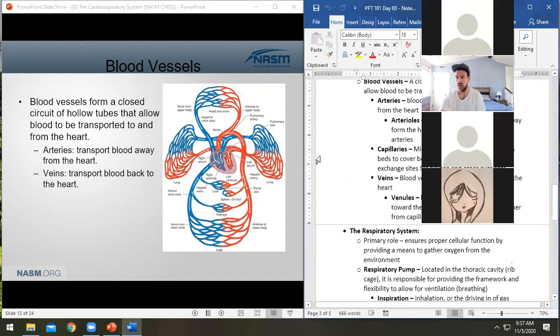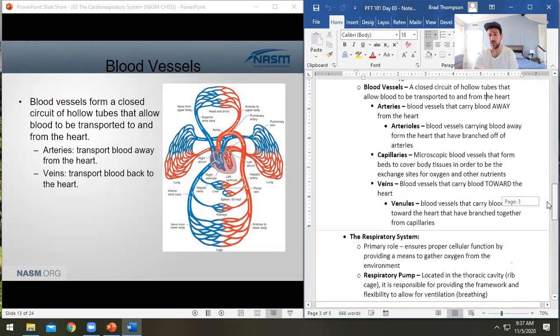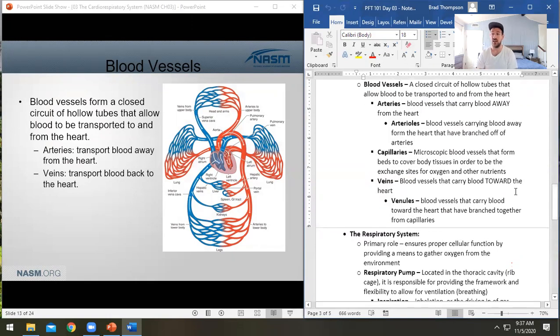All right, so let's take a look at our blood vessels here. So we've got our heart, which is designed to pump blood throughout the body. Well, now we have to have a network of tubes for that blood to actually travel around. We've got what's called a closed vascular system, right? It's a series of hollow tubes.